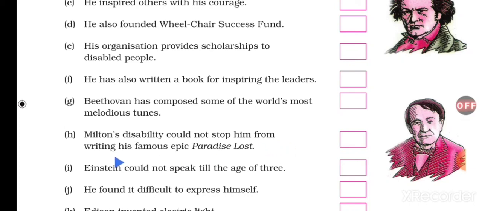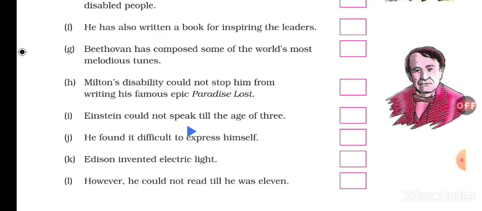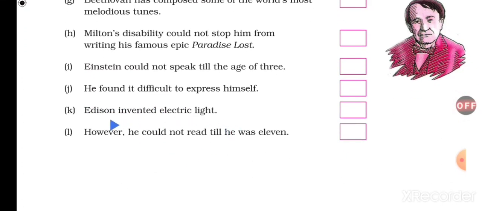Now, Einstein could not speak till the age of 3. Einstein could not speak what? Speak whom? It is intransitive. So you will write here intransitive. He found it difficult to express himself. He found what? Whom? So I think it's also intransitive. Edison invented electric light. Edison invented what? Electric light. So it's a transitive verb.